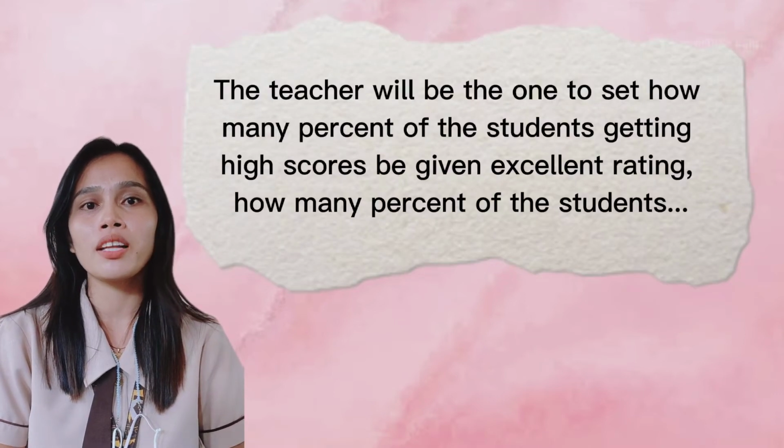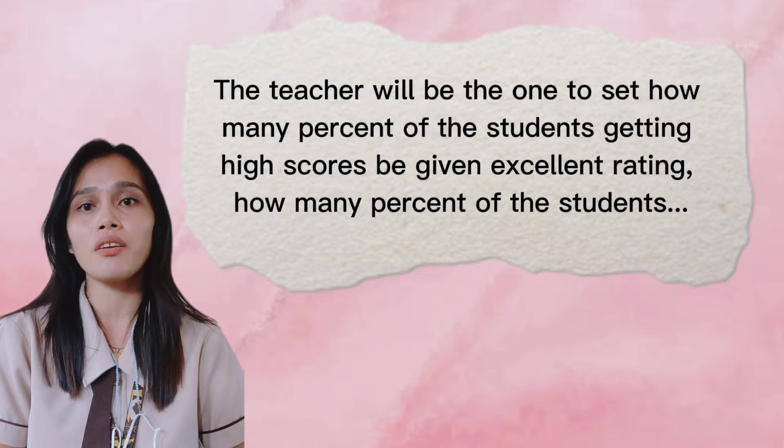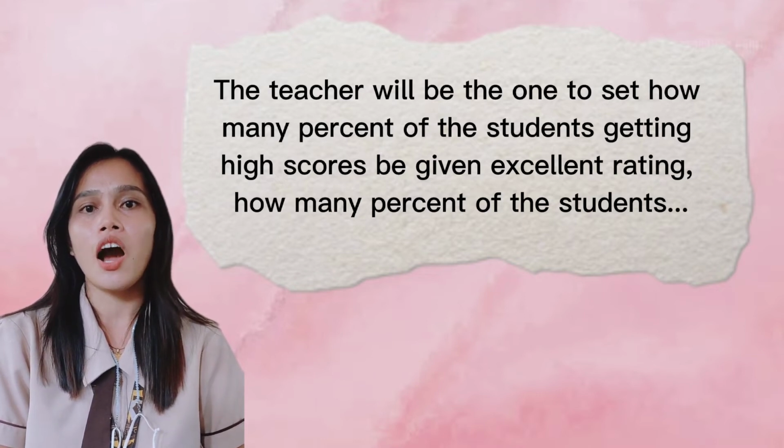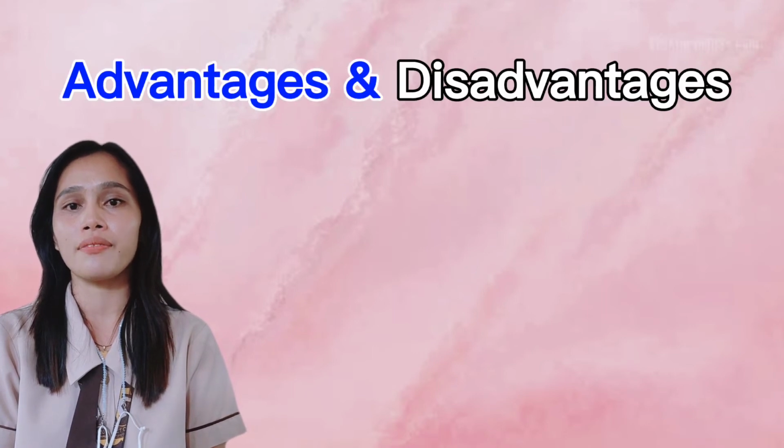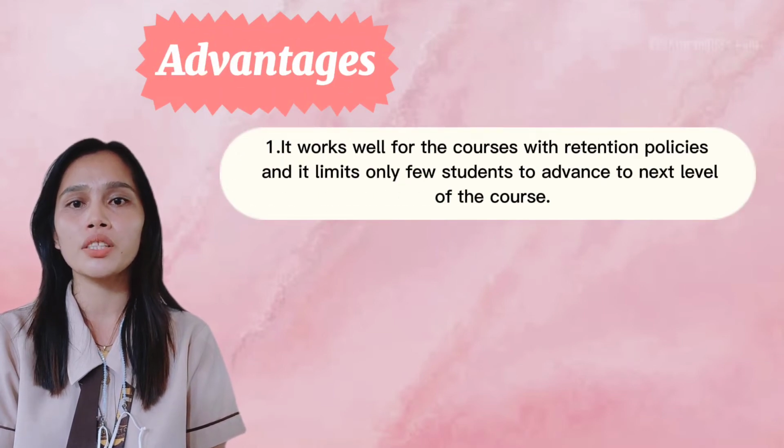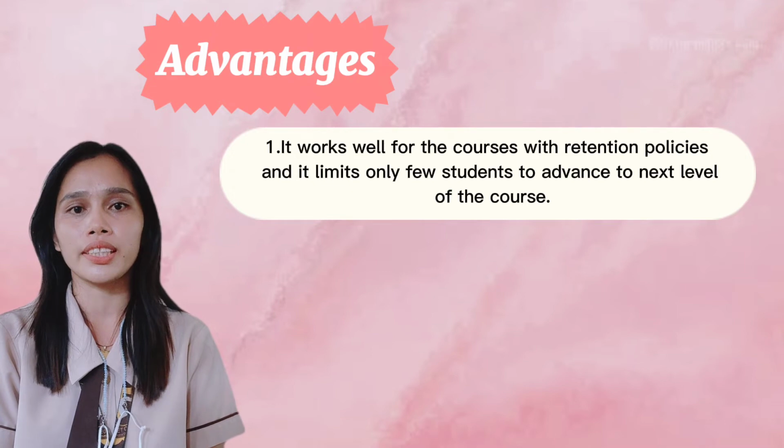The teacher will be the one to set what percentage of the students getting high scores will be given an excellent rating, what percentage of the students getting low scores will be given a failing grade, and what percentage of the students for other ratings. In norm reference grading system, there are advantages and disadvantages. For advantages, first, it works well for courses with retention policies and it limits only few students to advance to the next level of the course.